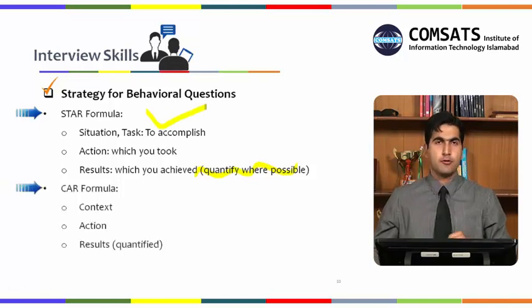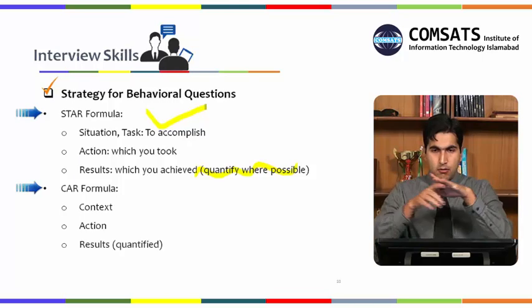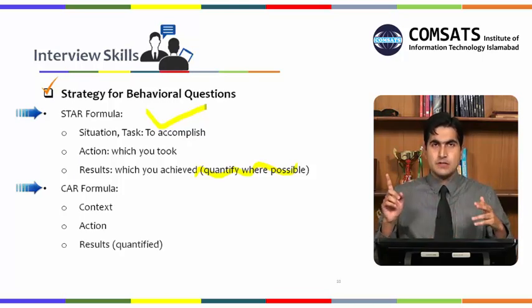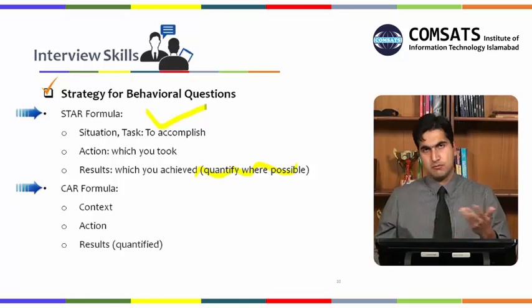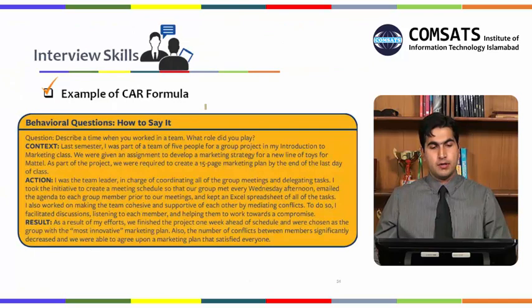And then you have a CAR formula as well, in which C refers to the context of the whole event, A is for the action that you took, and R is once again for the results, once again quantifying them. So this is an example of the application of the CAR formula.